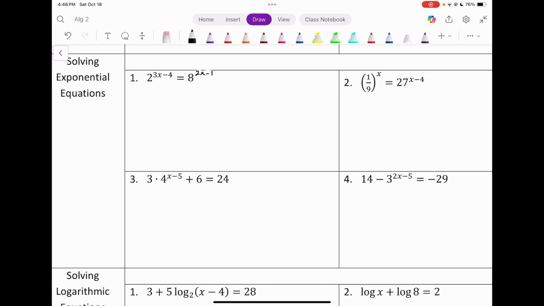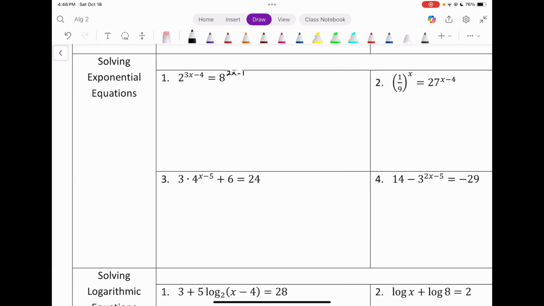Okay, exponential equations are any equation that has an x in the exponent. So therefore, we're going to show you a couple of different ways. We're going to show you a quick way to begin with. Look at our bases here. Our bases are the numbers 2 and 8.